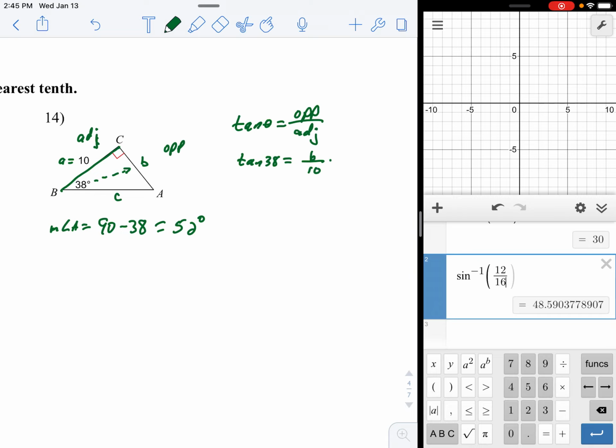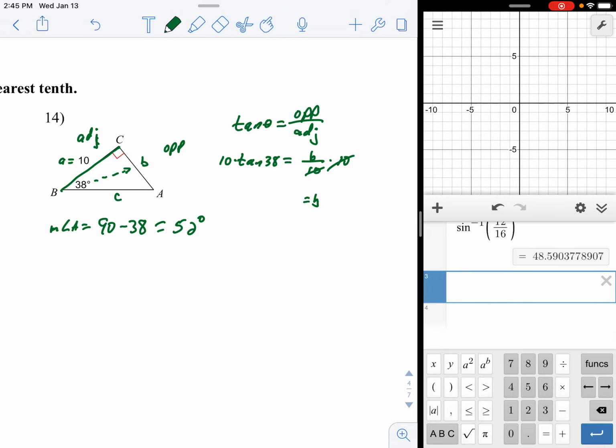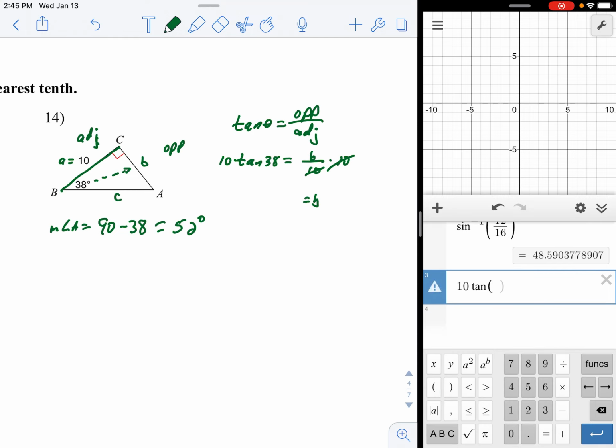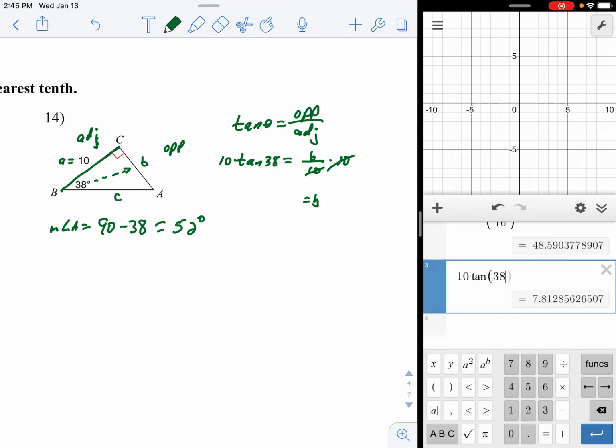To solve for this b, you have to multiply both sides by 10, cancel that out. B equals 10 times the tangent of 38 degrees, approximately 7.8. So one answer, 52 degrees. Next answer, 7.8. I could write it over here, 7.8. Now we need to find side C.